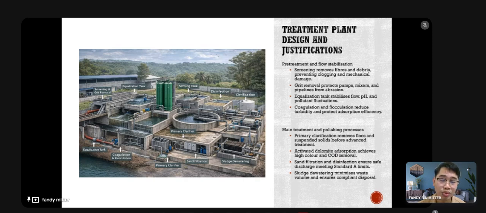For the main treatment and polishing processes, we have primary clarification that helps to remove flocs and also suspended solids before it advances to treatment. Also, activated dolomite adsorption achieves high color and COD removal. Sand filtration and disinfection will help to ensure safe discharge meeting standard air limits. The sludge dewatering will help minimize waste volume and ensure compliant disposal.